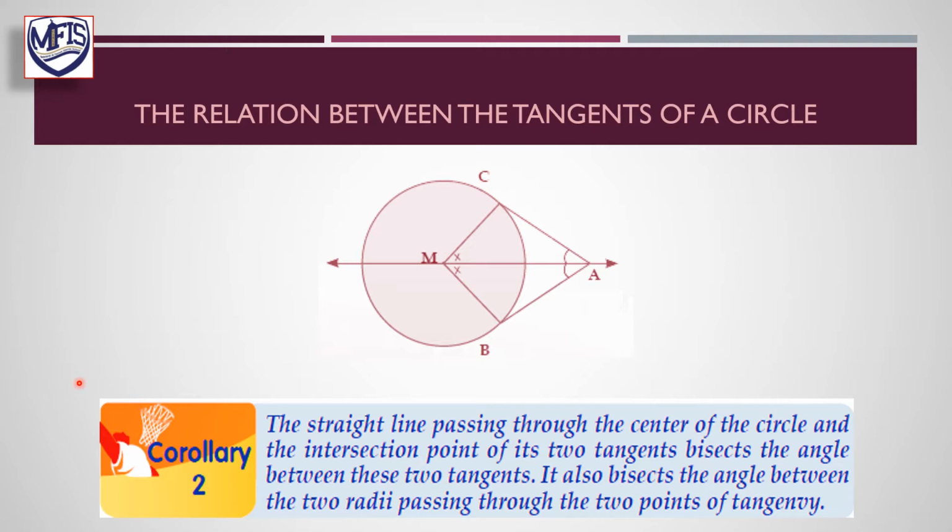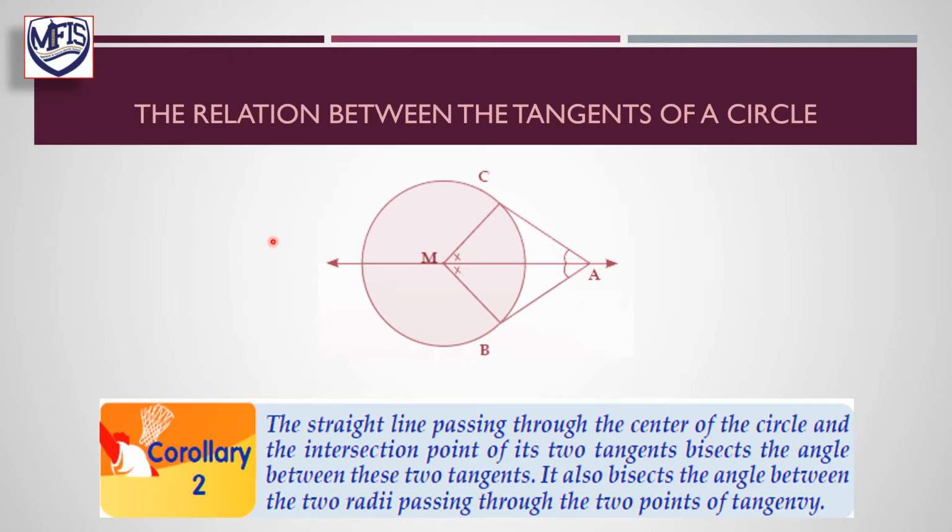Again, now here I have two tangents AB and AC from point A outside the circle. Then this straight line AM, which passes through the center and point A, bisects two angles, angle A and angle M. Measure angle CAM equals measure angle BAM, and also measure angle CMA equals measure angle BMA.